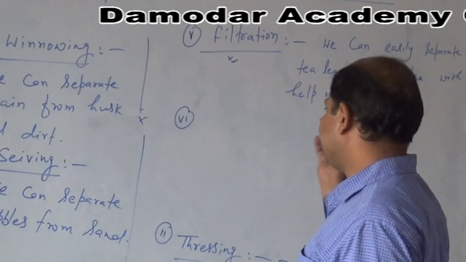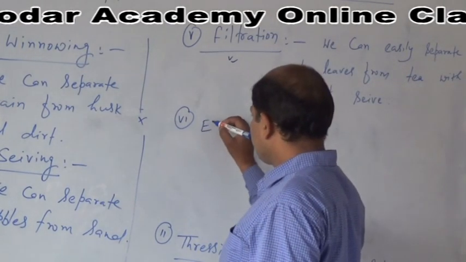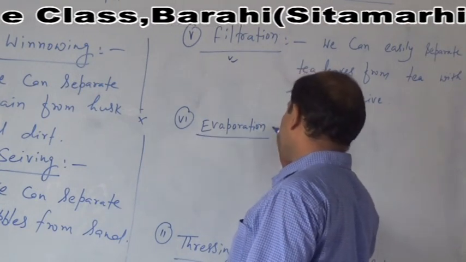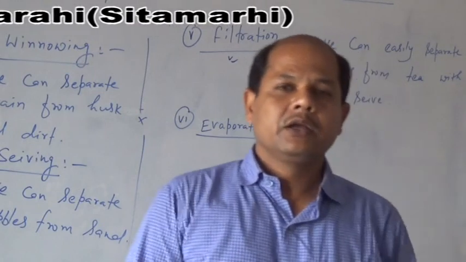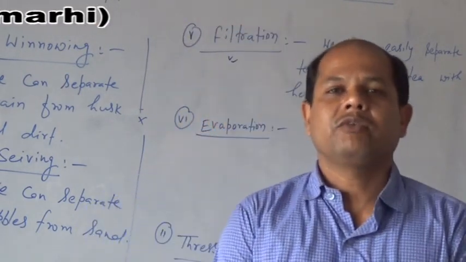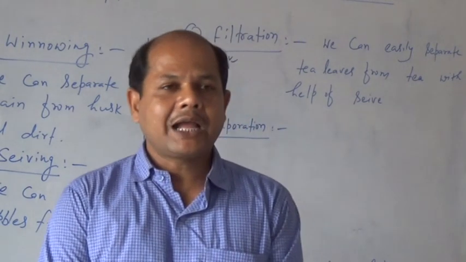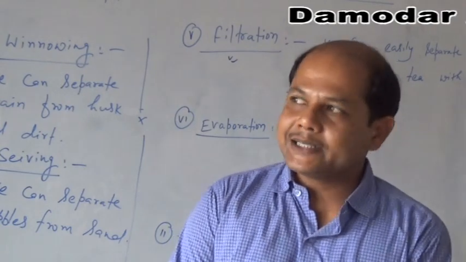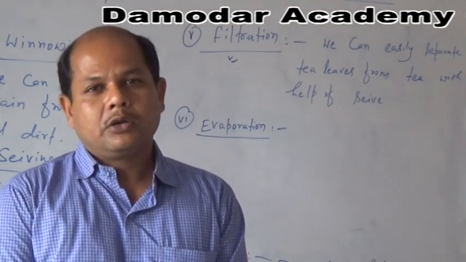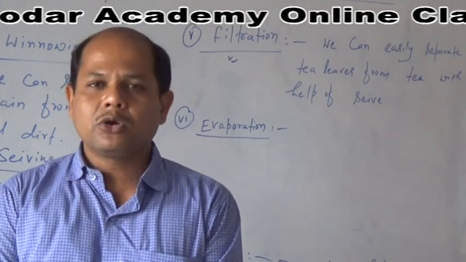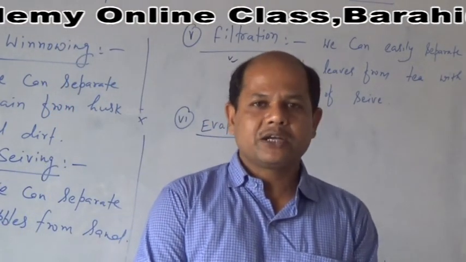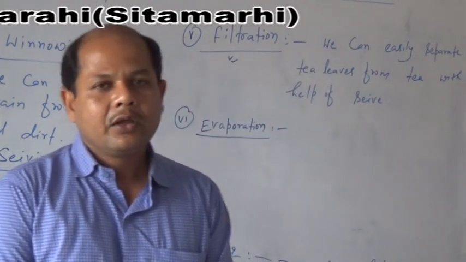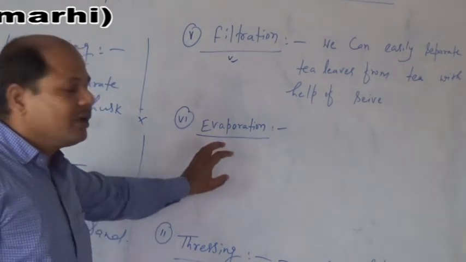There is another method called evaporation. By evaporation, we can easily separate salt from saline water. Do you know saline water? Saline water is water in which sodium chloride is present. That is also called common salt. Our common salt is sodium chloride, so we can easily separate sodium chloride from seawater with the help of evaporation. What do we mean by evaporation?